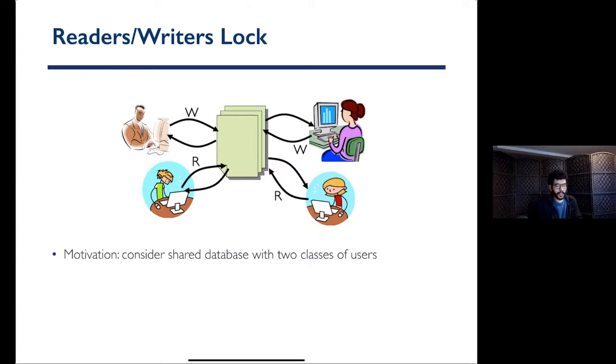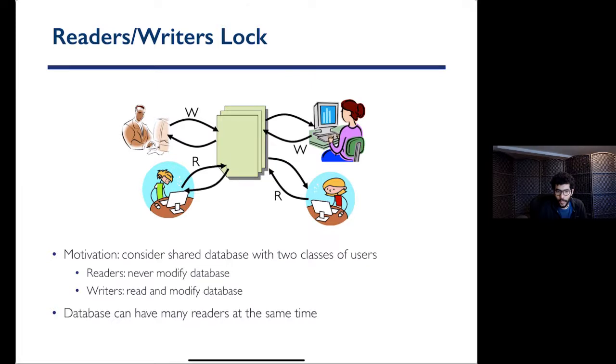So here's the problem that we want to solve. You probably have seen it in 252, and you probably have implemented it with semaphores. I don't know, I'm just guessing. You guys tell me in the Q&A if that's true. So the motivation is we have this shared database and we have two classes of users. We have writers and we have readers. Now, the conditions that we want is that the readers are not going to modify the database. They're going to just read the database. The writers, however, could read from and write to the database.